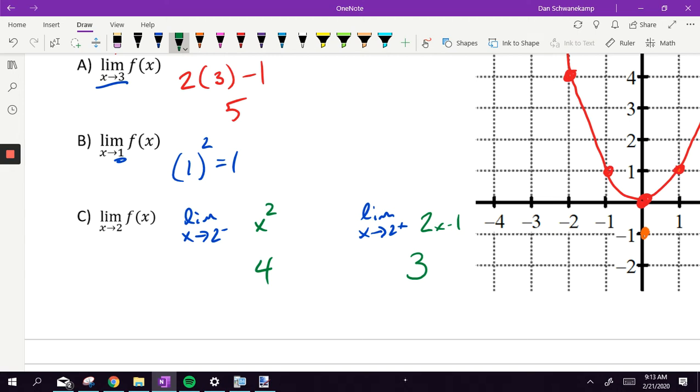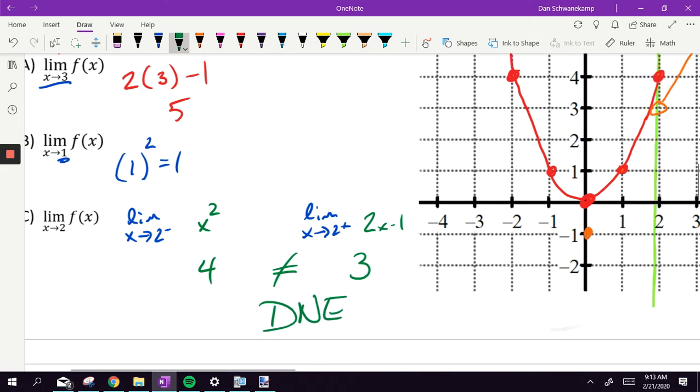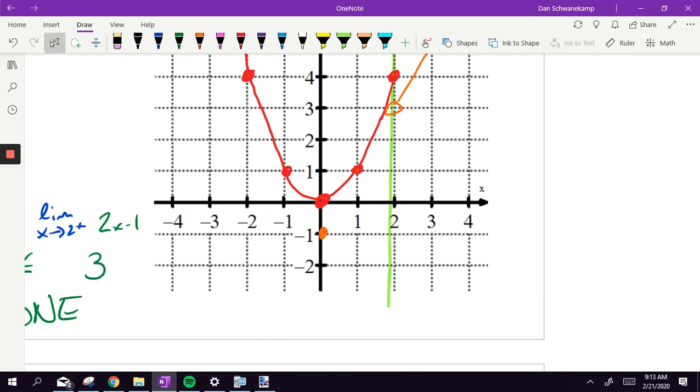Is 4 equal to 3? No, 4 does not equal 3. So since the two limits are not equal to each other, then my answer is does not exist. And that should make sense if I go look at this picture. If I look at the line where x is 2, the left and the right side are not approaching the same side. And so by looking at that graph, we can definitely tell that it's D and E. Makes sense on that one.